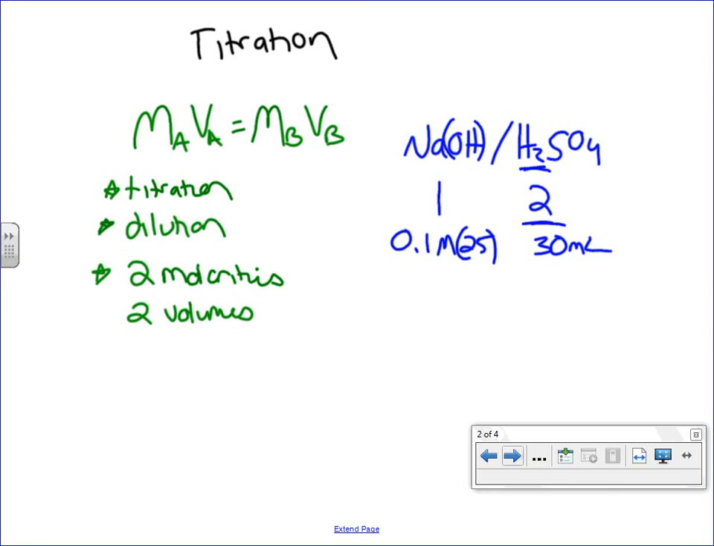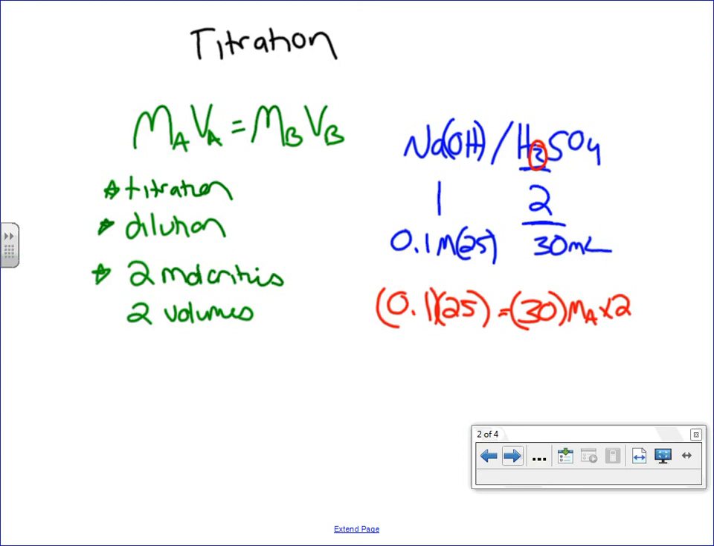So when I set up my formula, I'll do this in another color. I'm going to have 0.1 molar times 25 milliliters, and 30 milliliters of acid times the molarity of the acid. Now my acid has 2, so I'm going to multiply that by 2. That whole side gets multiplied by 2. Here's my calculator. 0.1 times 25 divided by 60.